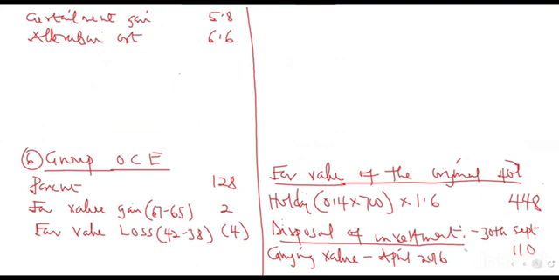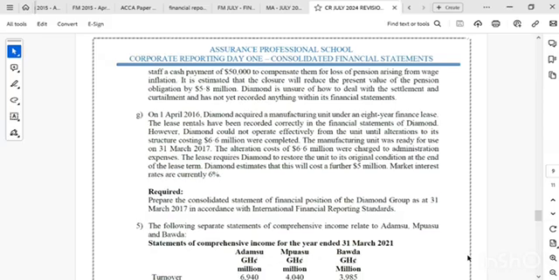Let's come here. The lease requires Diamond to restore the unit to its original condition at the end of the lease period. Diamond estimates that this will cost a further 5 million. Market interest rates are currently 6%. Are we given any information about this being recorded? What are the recordings that have been done? What are the transactions? It is a lease and also the alteration cost, isn't it? Yes. Nothing has been given on this particular provision. So it means that we are here to make the provision.